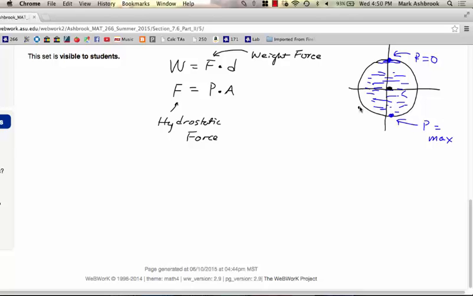Okay, and so then we need the equation of this circle. So what's the equation of this circle? The diameter is 6, so the radius is 3. And since we put the origin in the middle, we got x squared plus y squared equals 9.